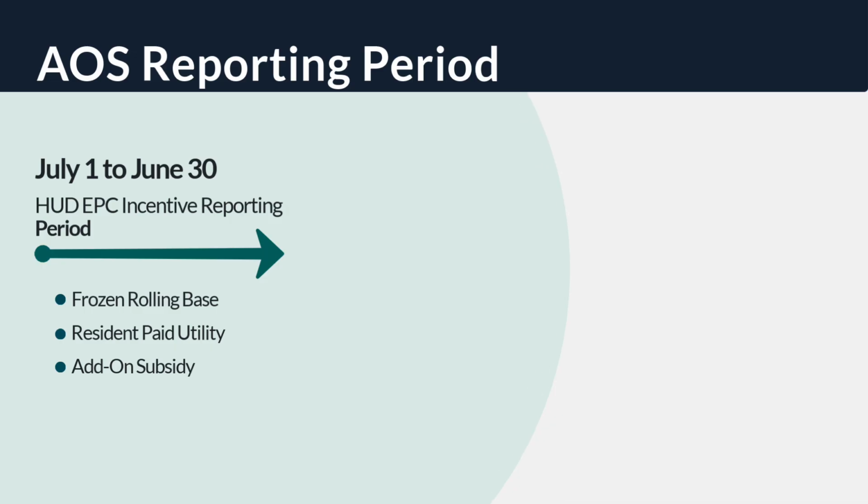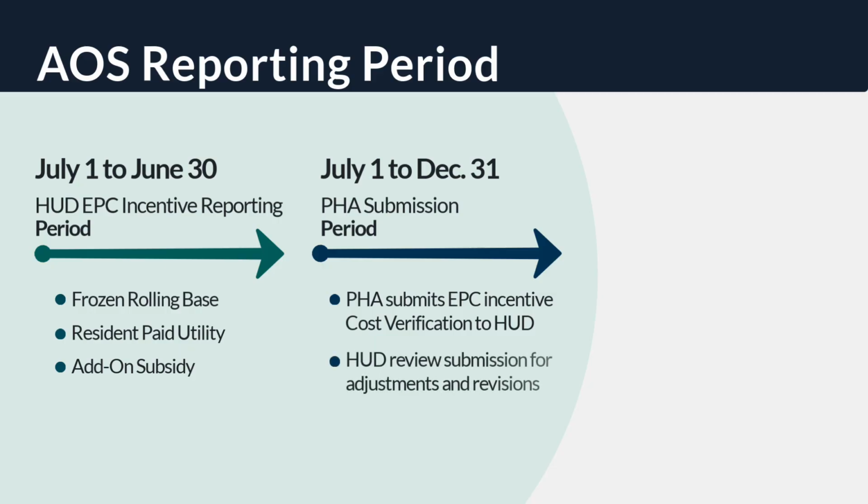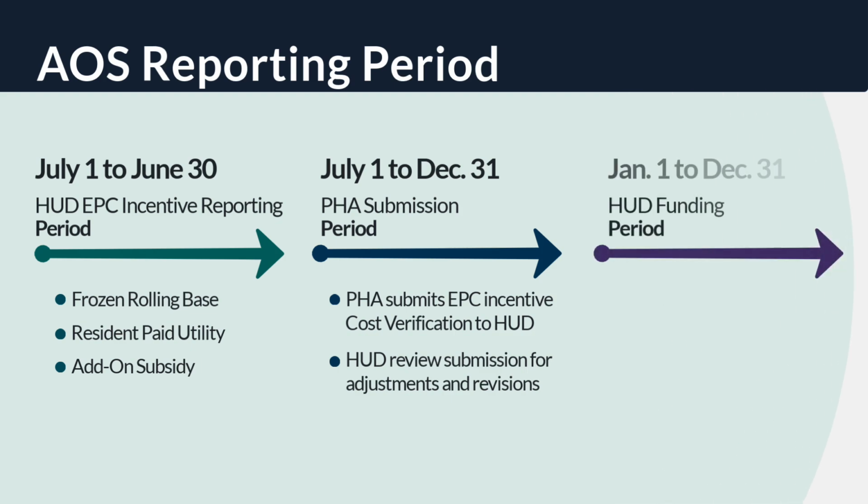After the reporting period, your PHA will submit your EPC incentive cost verification to HUD. Be aware that there is a deadline to submit your verification, which is announced every year in HUD's annual operating subsidy processing notice. HUD will then review the submission for any needed adjustments or revisions for the next funding period, which runs from January 1st to December 31st.